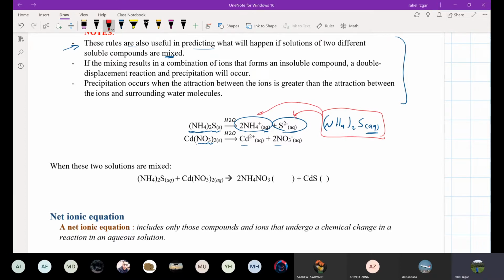Is already ions. Is already dissolved. It already contains, the container contains NH4 and sulfide.